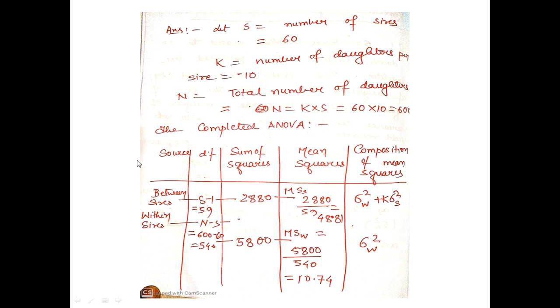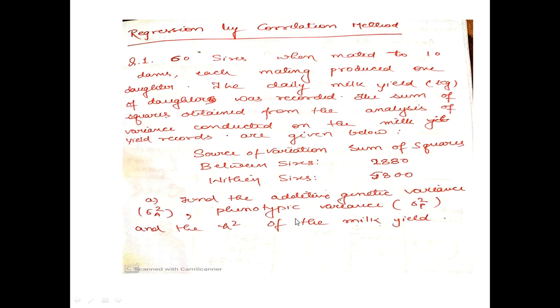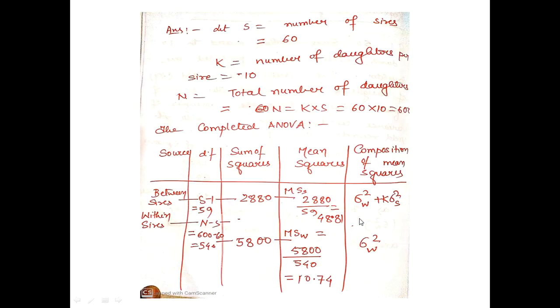The completed ANOVA will have source of variation as between sire and within sire. This is the error component, so its degree of freedom is found by subtracting S from total N. So between sire is 59, and within sire is 540. Now the sums of squares, 2880 and 5800, are already given over here. Mean sum of squares is 2880 by 59 degrees of freedom, and 5800 by 540 for this one. So you have the two mean sum of squares, between sire and within sire: 48.81 and 10.74.